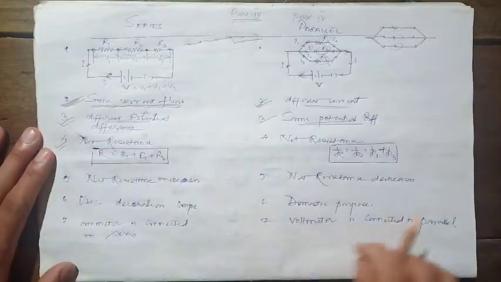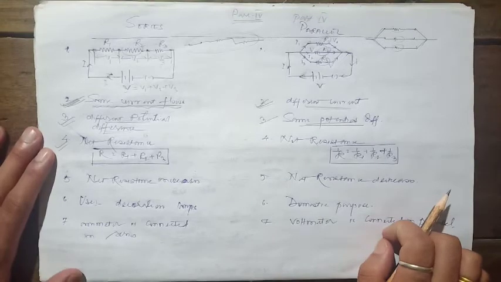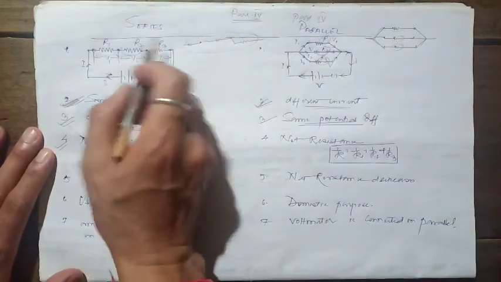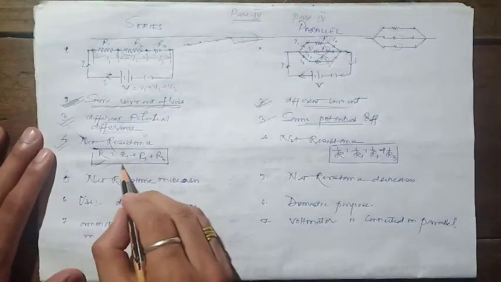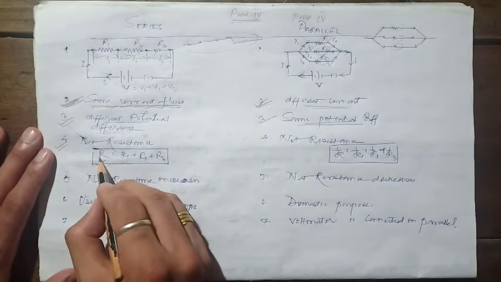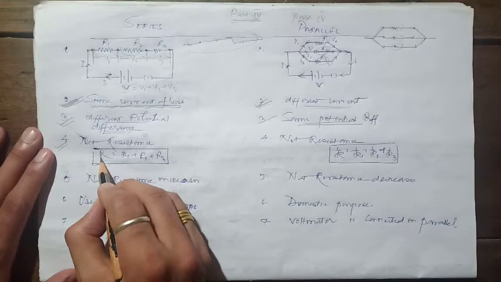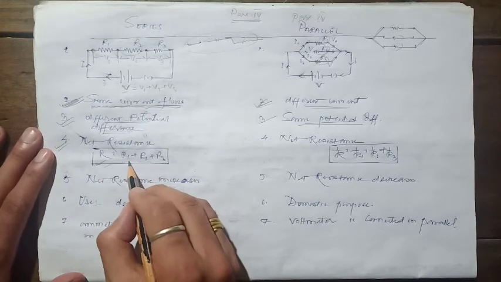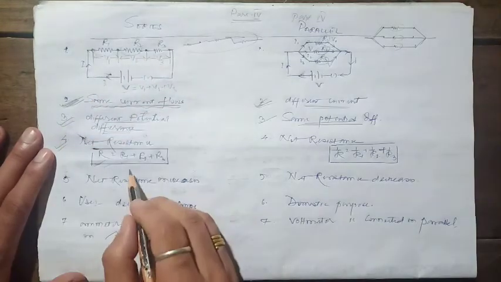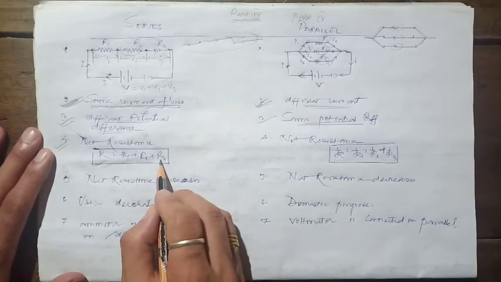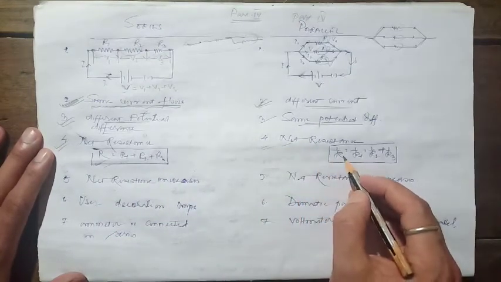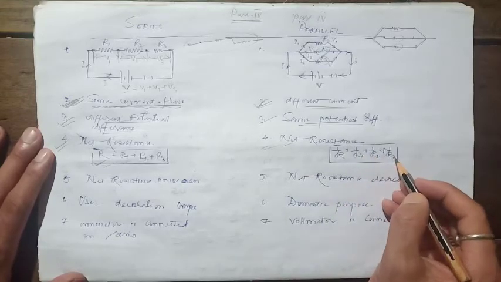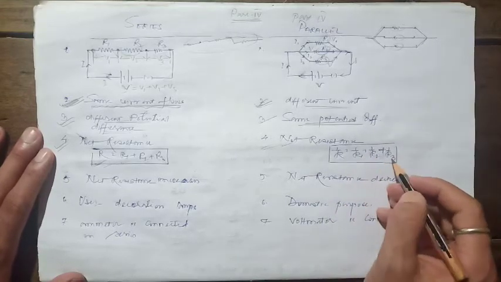Now students, next point. The net resistance of this series circuit is calculated by this formula. This R is the net resistance. Net resistance is calculated as a sum of the individual resistances, R1 plus R2 plus R3. And in this case, the net resistance is calculated as the sum of the reciprocals of the individual resistances, 1 by R1 plus 1 by R2 plus 1 by R3.